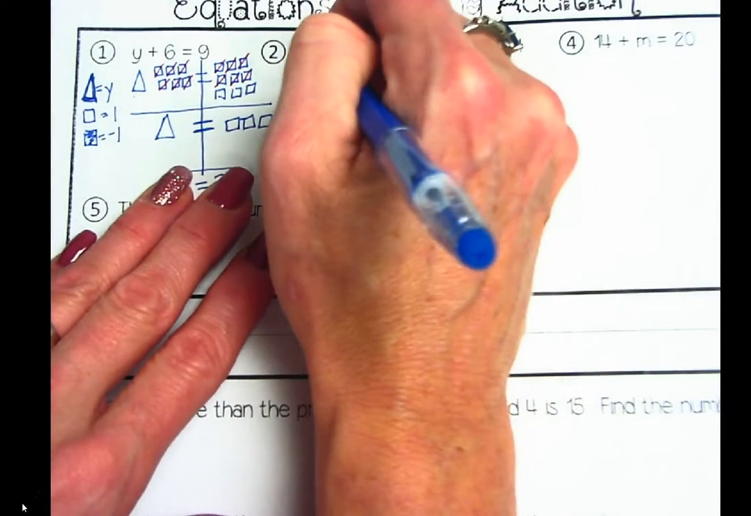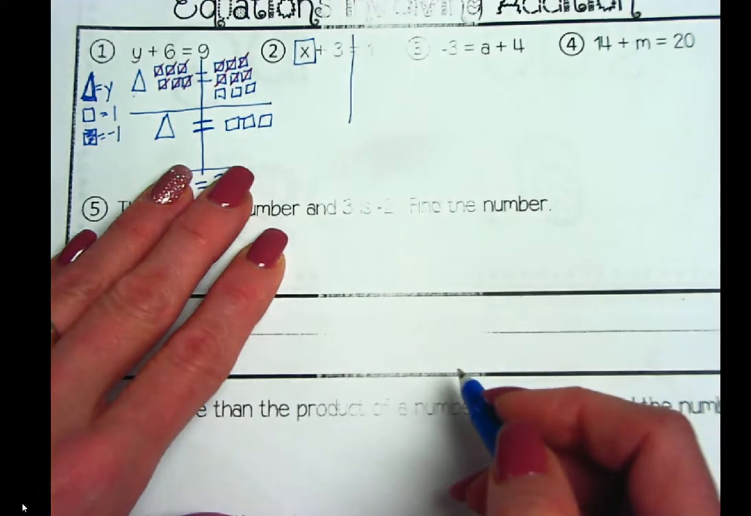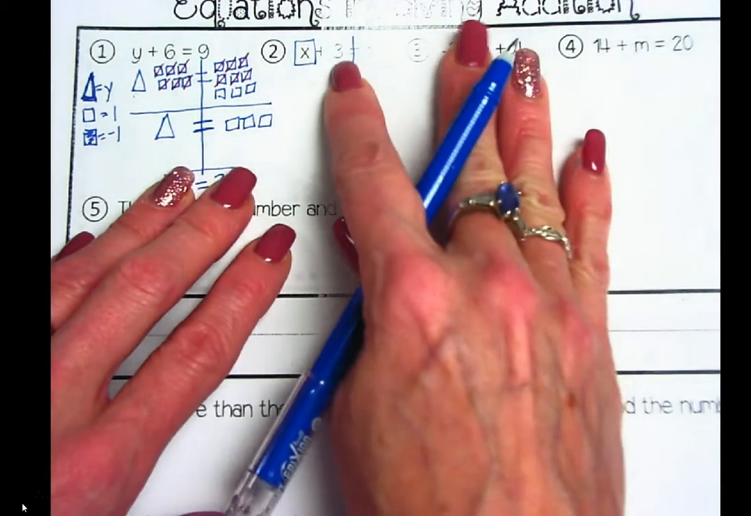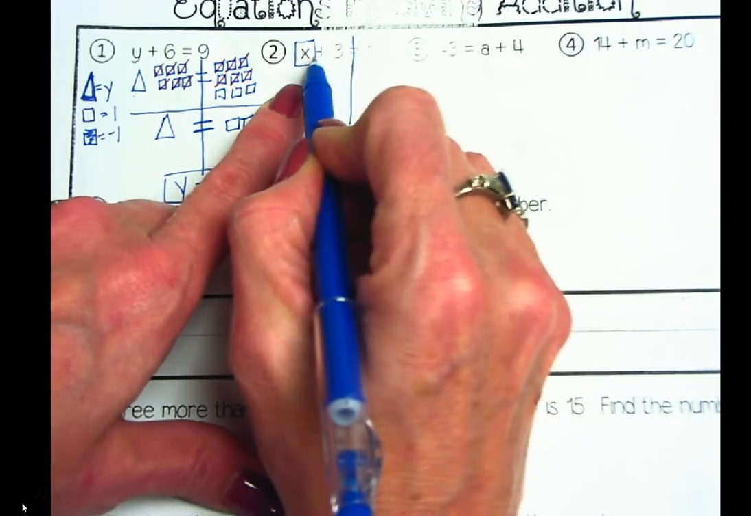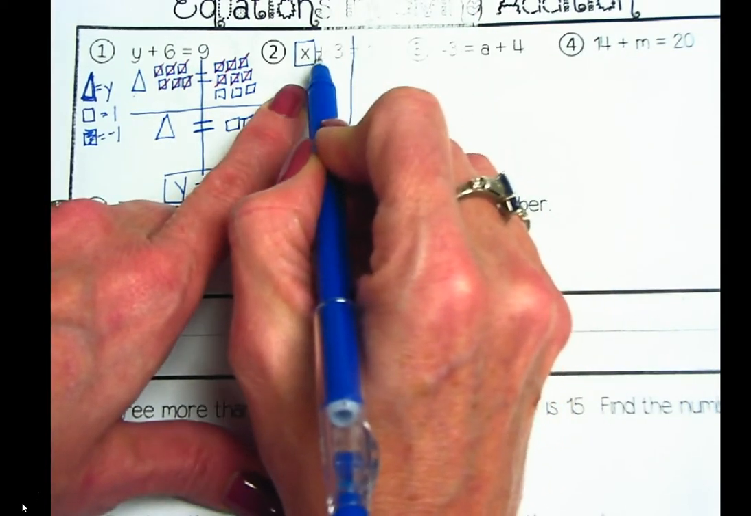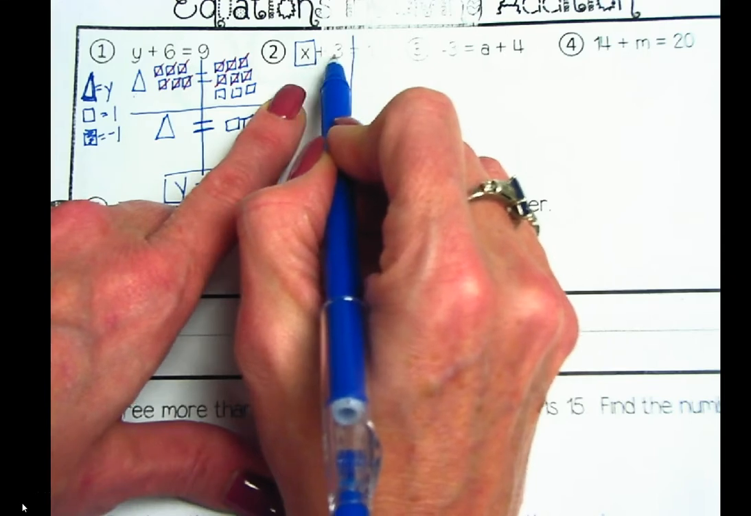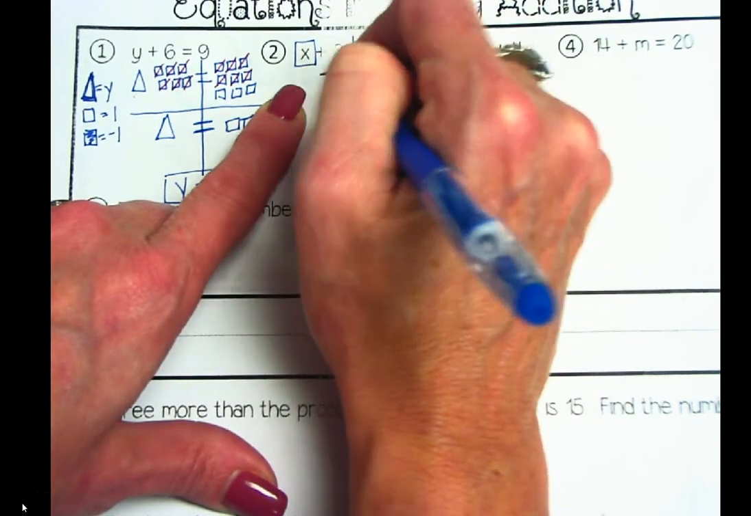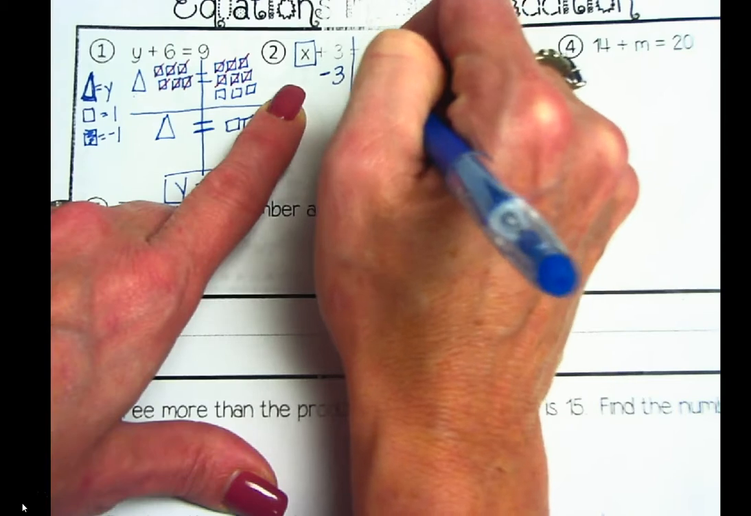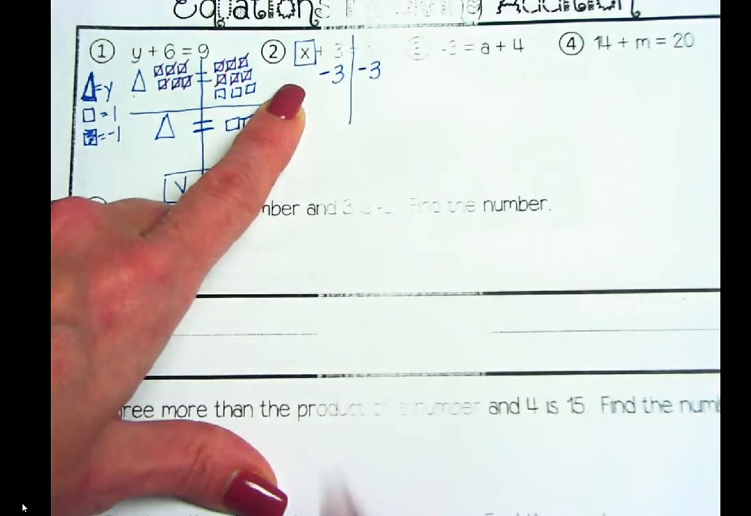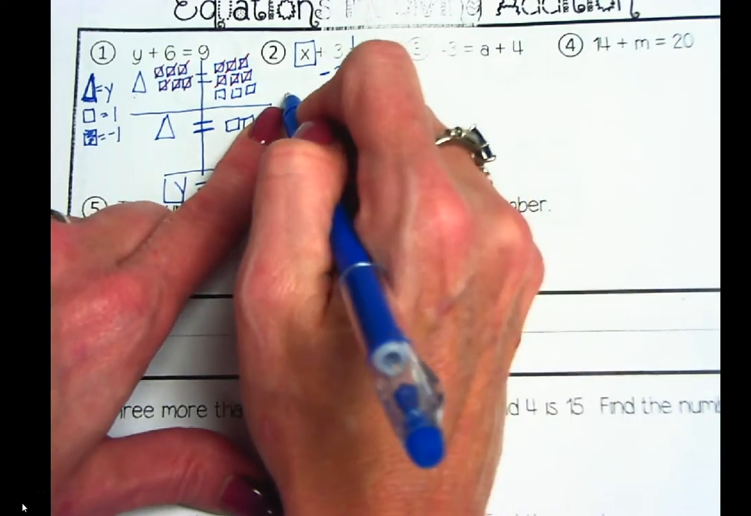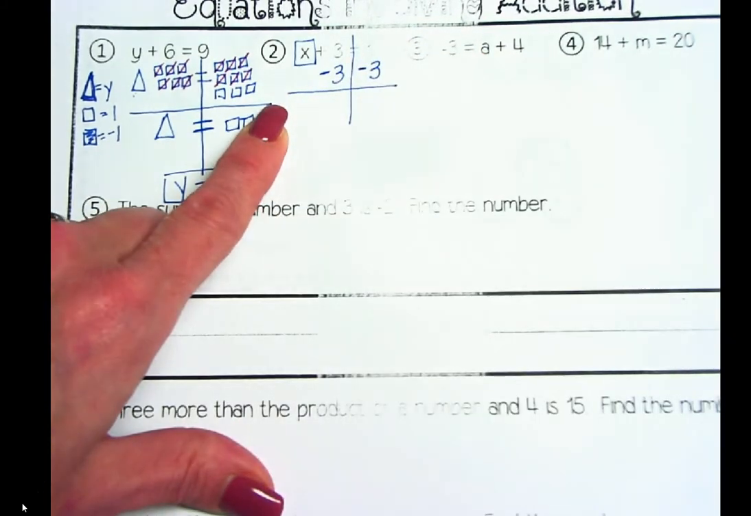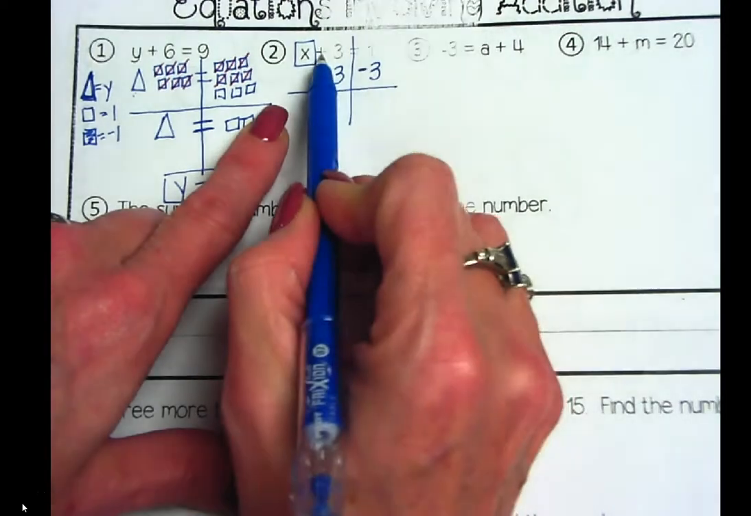So I'm going to put a box around my variable. That's what I'm trying to isolate. And I have x plus 3 equals 1. So what I'm going to want to do here to get x by itself is do the inverse operation of adding 3. So I'm going to subtract 3 from both sides. And you need to show it on both sides when you solve an equation. So that was my first step. It's a one-step equation. The inverse of adding is subtracting.